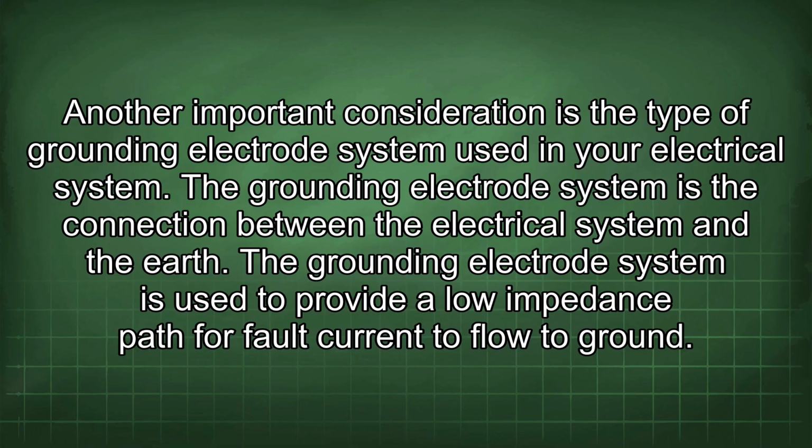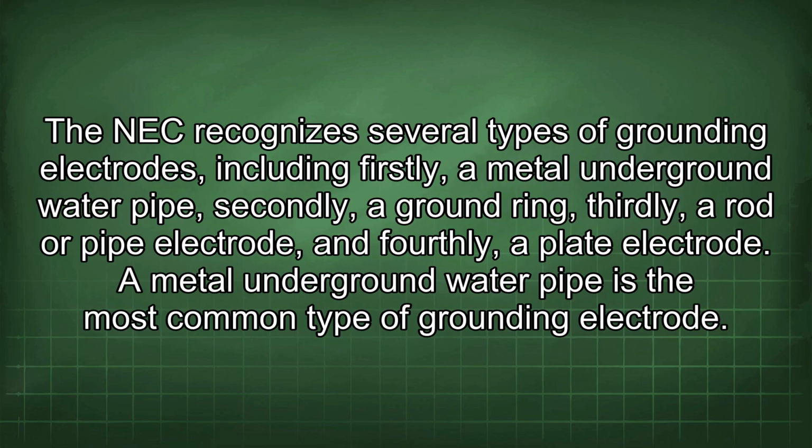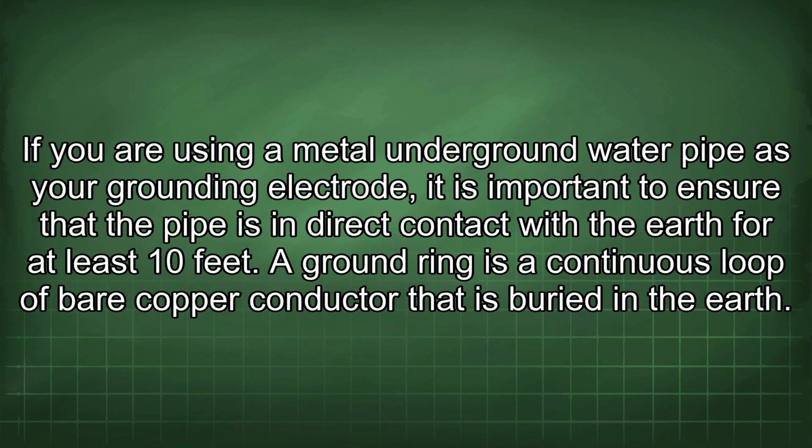The grounding electrode system is the connection between the electrical system and the earth. The grounding electrode system is used to provide a low impedance path for fault current to flow to ground. The NEC recognizes several types of grounding electrodes, including firstly, a metal underground water pipe, secondly, a ground ring, thirdly, a rod or pipe electrode, and fourthly, a plate electrode. A metal underground water pipe is the most common type of grounding electrode. If you are using a metal underground water pipe as your grounding electrode, it is important to ensure that the pipe is in direct contact with the earth for at least 10 feet.